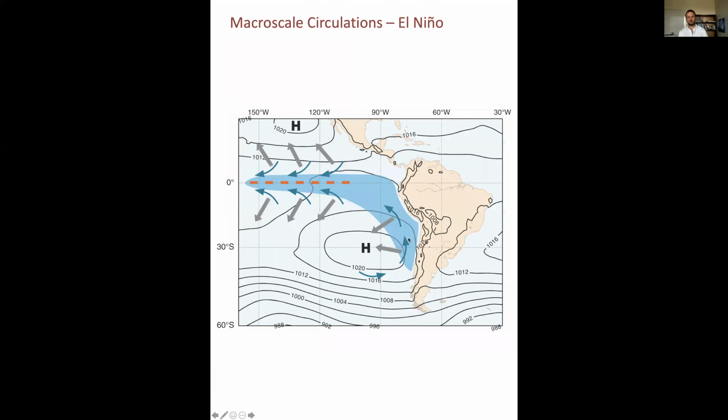And then last but not least, an example of a macro circulation that involves the interaction between the ocean and the atmosphere as well, and that is known as El Nino Southern Oscillation, or El Nino itself. And El Nino is a manifestation of cold water upwelling along the coast of South America and around the equator. And I'll show you a video to illustrate what El Nino is, which explains a little bit more detail about the physical mechanisms.